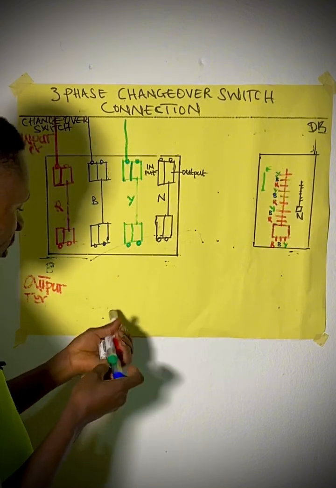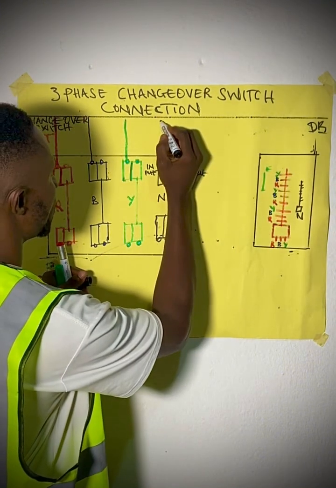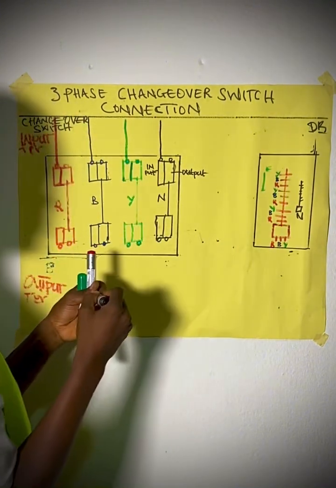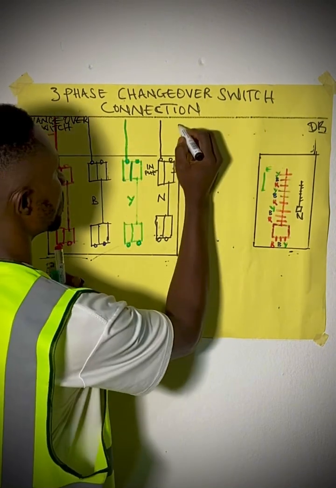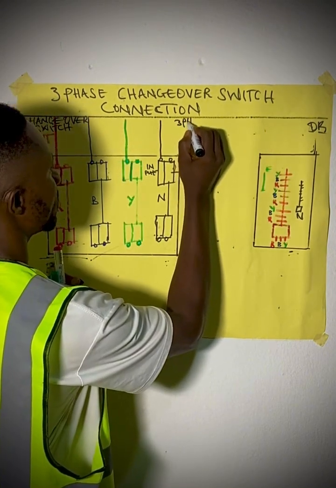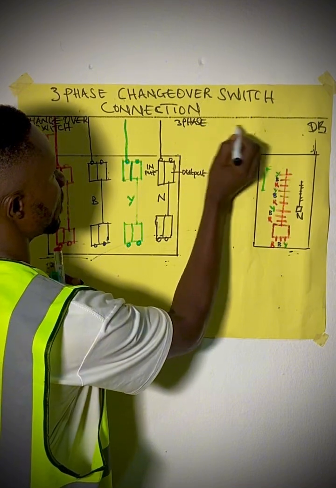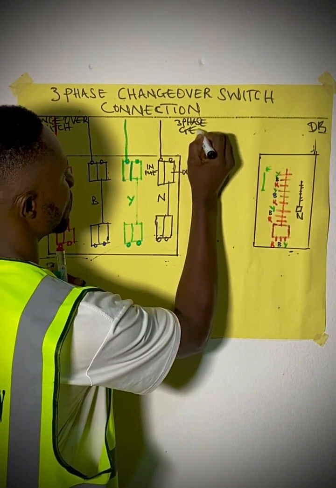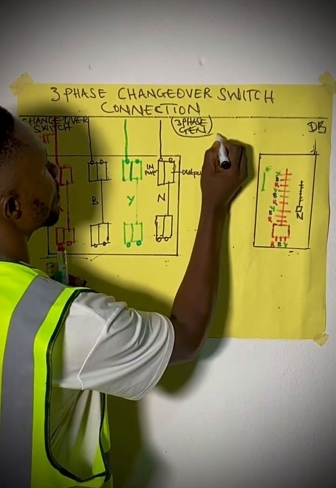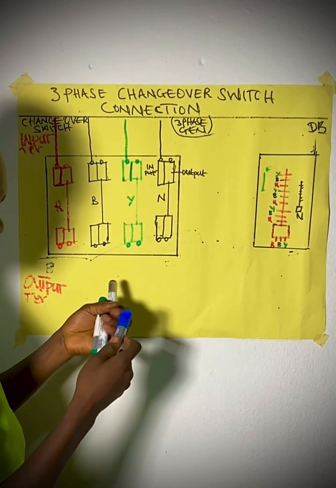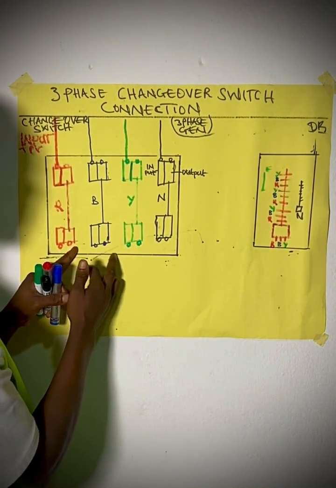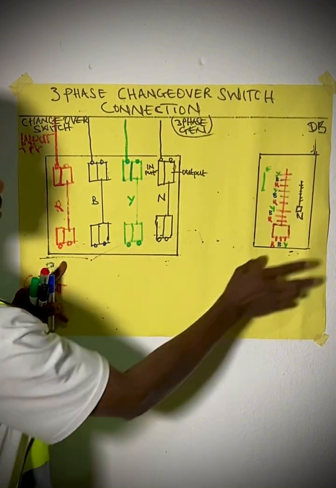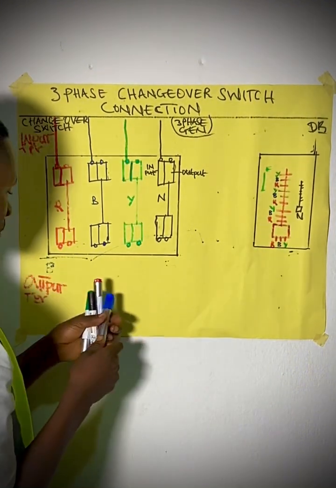Now let's put our neutral. Let's just say that these four wires are coming from a three-phase generator. So that's where it's coming from. The next thing is to run our output. Our output will go into the DB, the distribution board.